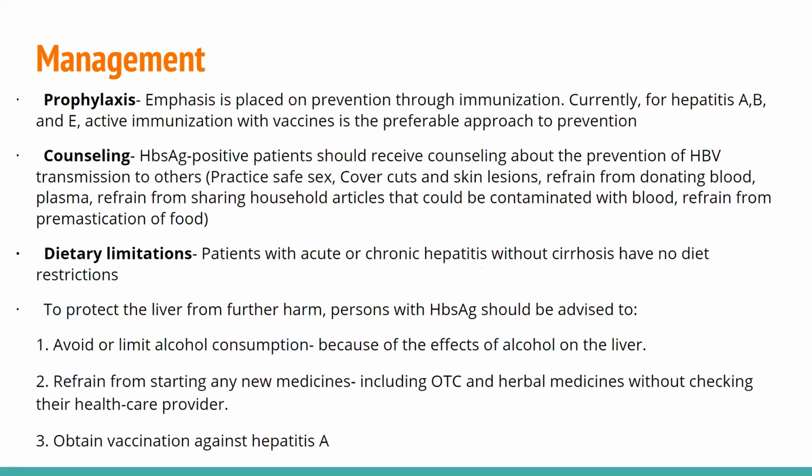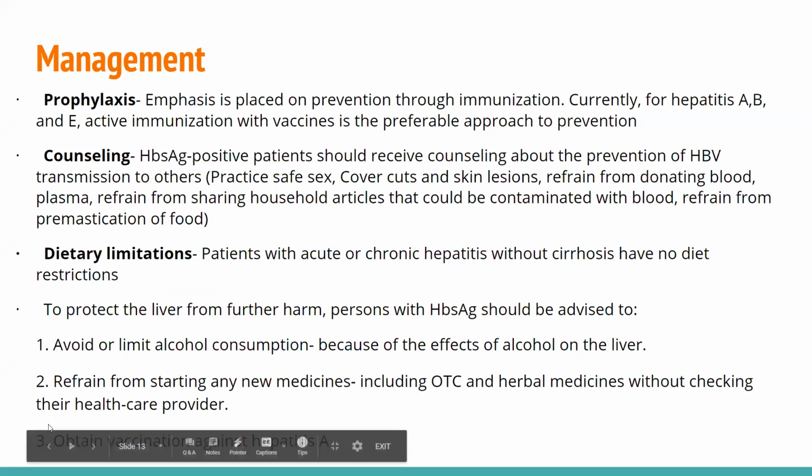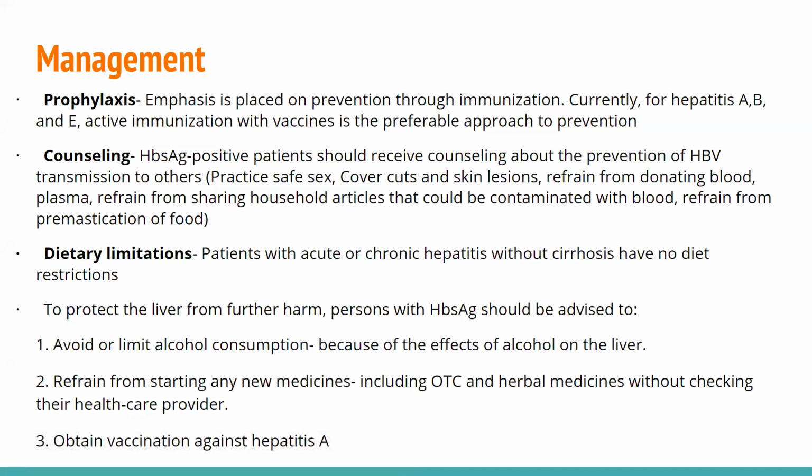For the management, you can use prophylaxis. Currently, for hepatitis A, B, E, active immunization with vaccine is the preferable approach to prevent it. If ever HBsAg positive, patients should receive counseling to prevent HBV transmission to others, and then dietary limitations. Patients with acute and chronic hepatitis with cirrhosis have no diet restriction to protect the liver from further harm. HBsAg positive persons should avoid or limit alcohol consumption, refrain from starting new medications, including OTC and herbal medicine, without checking with their healthcare provider, and obtain vaccination against hepatitis A. That's all.